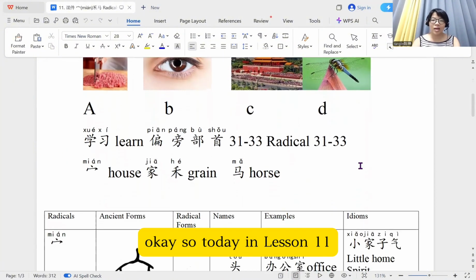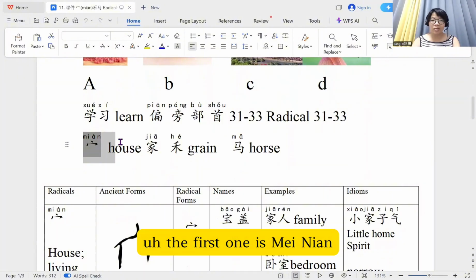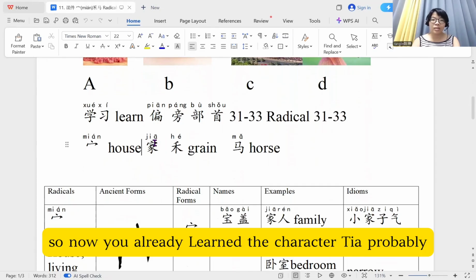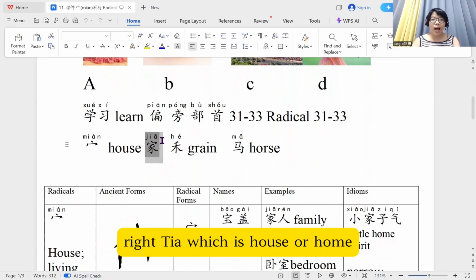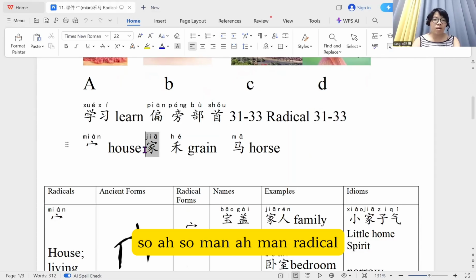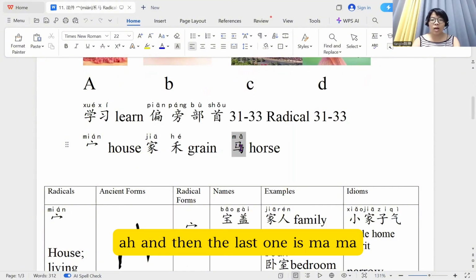Okay, so today in lesson 11, we're going to learn 3 more new radicals. The first one is 宀. 宀 means house. Okay, so now you already learned the character 家 probably, right? 家, which is house or home. So it has the 宀 radical on top. Okay, so 宀 radical. And then we have 禾, which means grain. And then the last one is 马, horse.